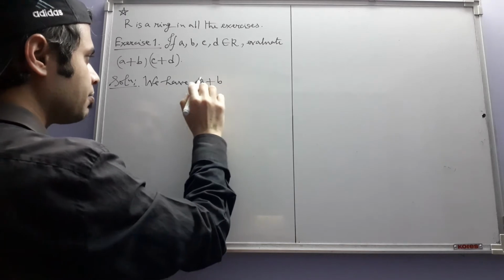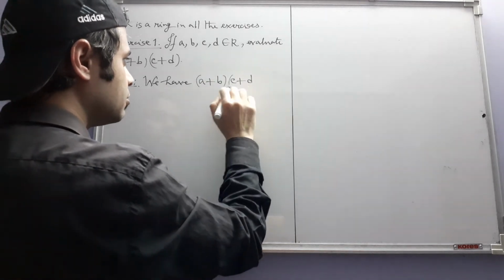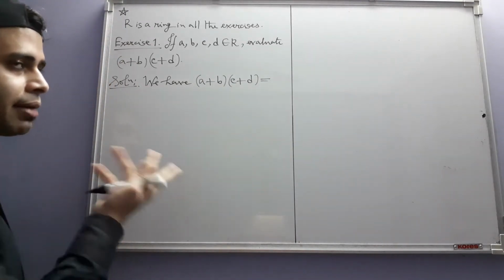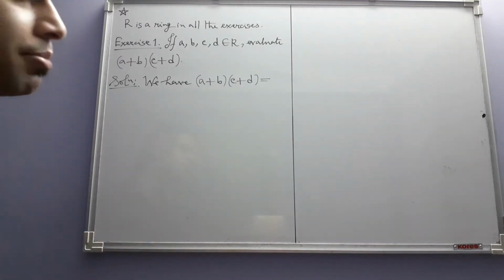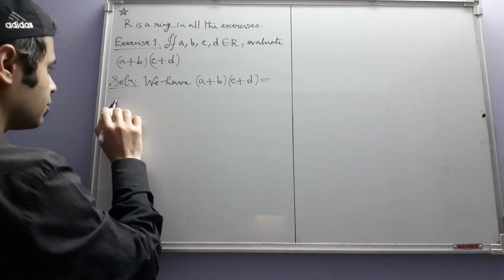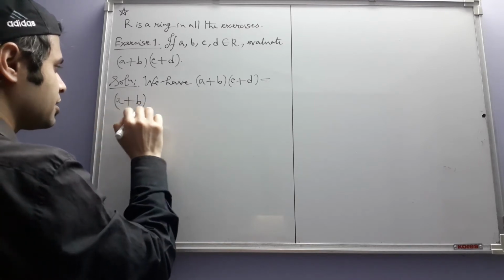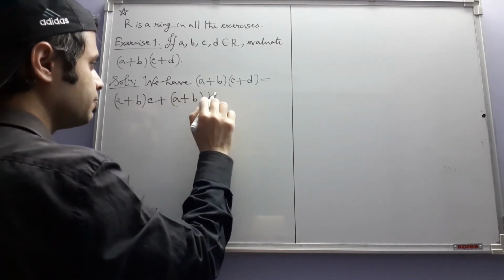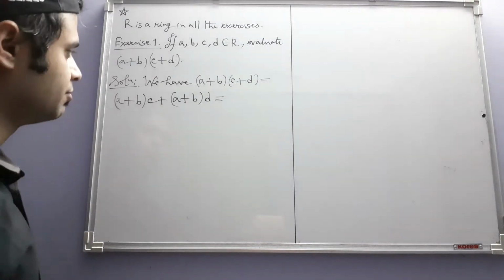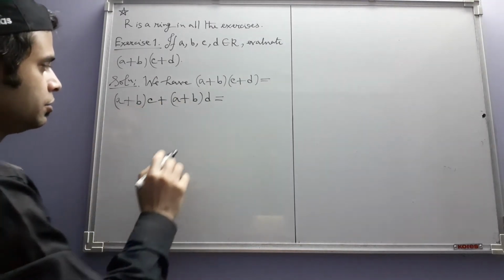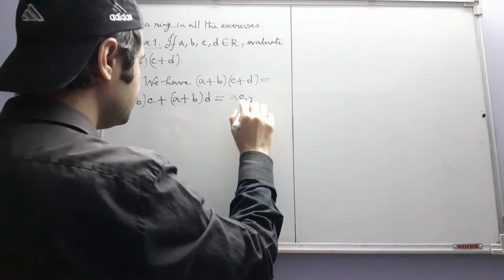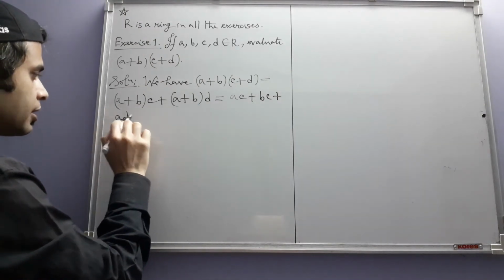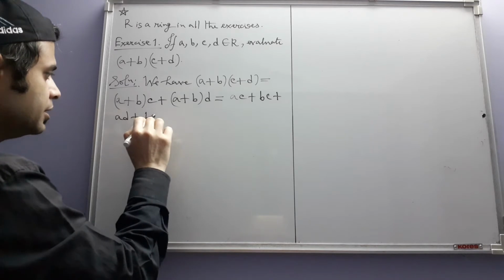We have (A plus B) times (C plus D) is equal to, first we apply the left distributive law. We can apply the right distributive law also, we will get the same thing. So applying the left distributive law, we get (A plus B) times C plus (A plus B) times D. Now we apply the right distributive law, two times here and here. Doing that, we get AC plus BC plus, again applying the right distributive law, AD plus BD.